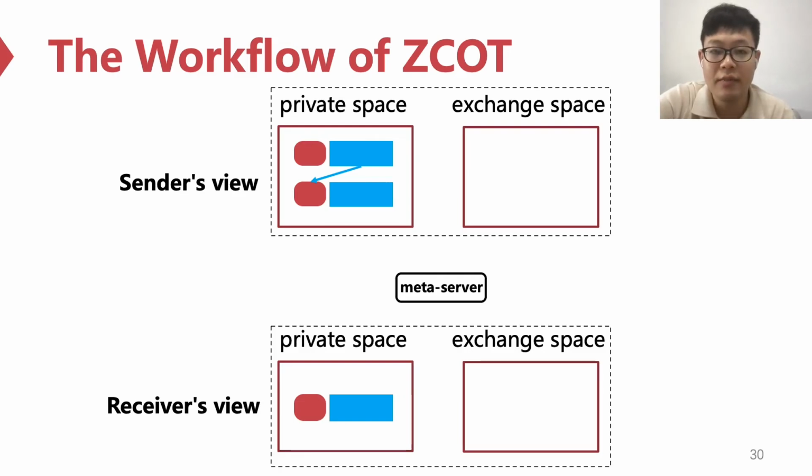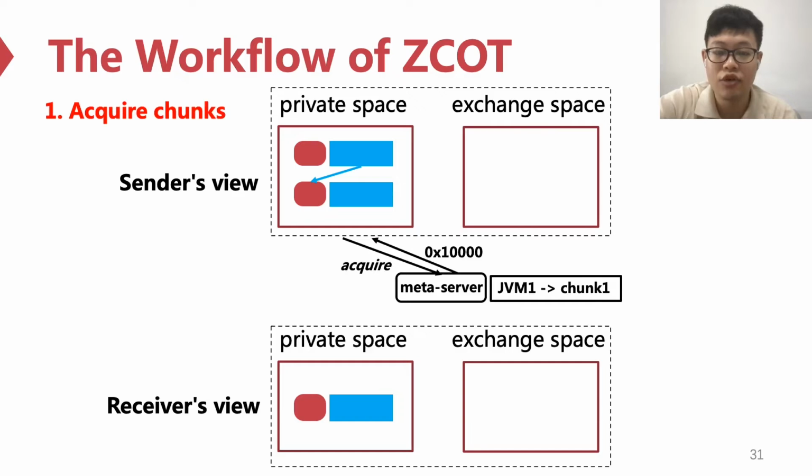Now we have introduced the challenges of ZCOT and how to resolve them. We will use an example to show how ZCOT works with a sender and a receiver. We can see that both the sender and receiver have a private space for normal allocation, and they share the same view on the exchange space. Meanwhile, there is also a metadata server to serve the distributed allocation for the sender and receiver.